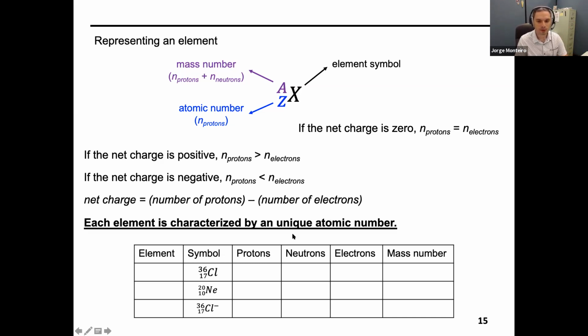Okay, so let's do a quick practice here. I'm going to do the first one with you, and then I will give you a couple minutes to think about the second and third examples here. If you don't have a periodic table with you, I would strongly recommend you to do that. You can always use a periodic table, and that's going to help you a lot.